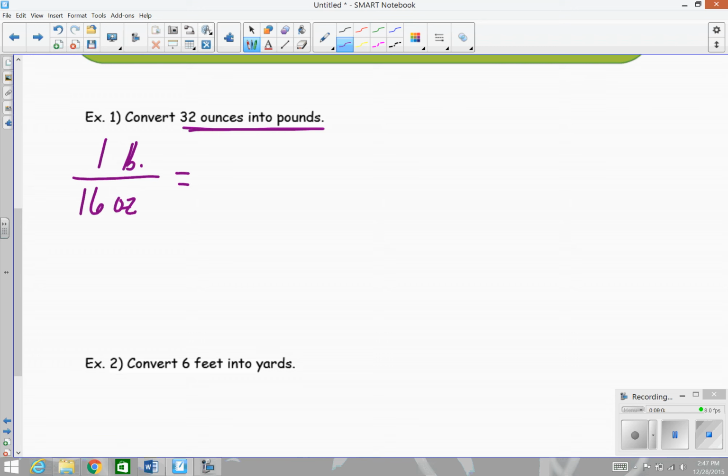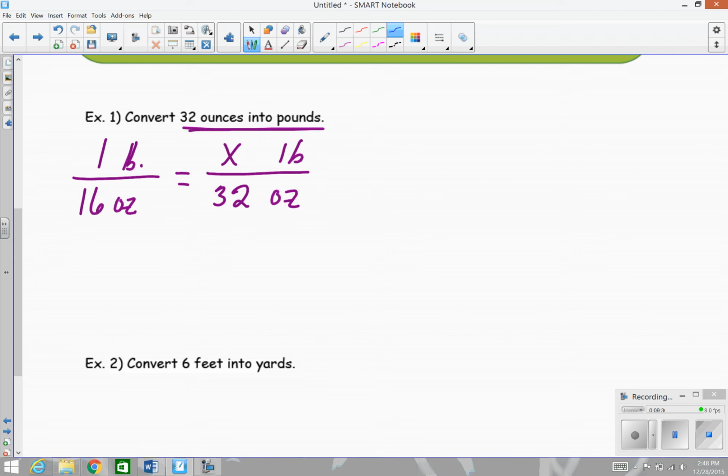We're going to set up a proportion, so I have another fraction. If the numerator is pounds, then it has to be pounds over here. If the denominator is ounces, it needs to be ounces over here. They've given us 32 ounces. We're trying to find pounds. So I fill in my variable, what's missing, and I can solve.